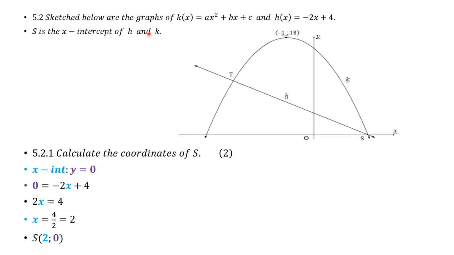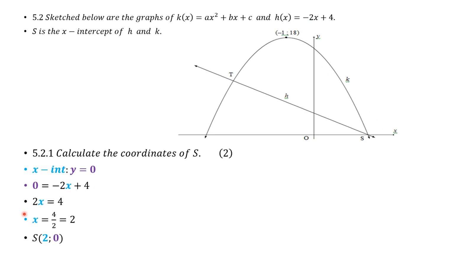Sketch below are the graphs of k of x equal ax squared plus bx plus c, and h of x equal minus 2x plus 4. S is the x-intercept of h and k, so x-intercept. So to get x-intercept, you should know we always make y equal to 0. Right, so if y is 0 there, so 0 equal minus 2x plus 4.